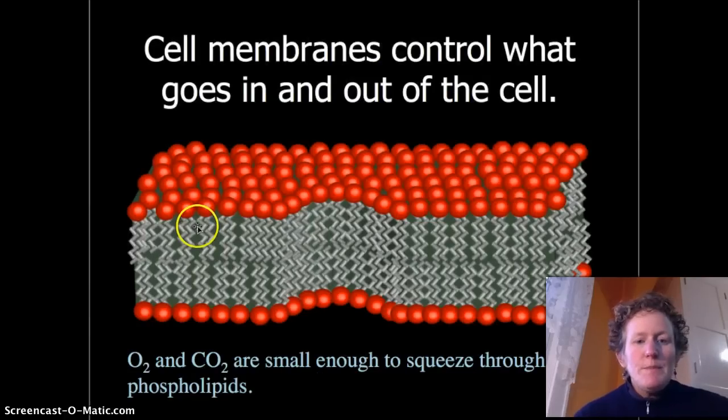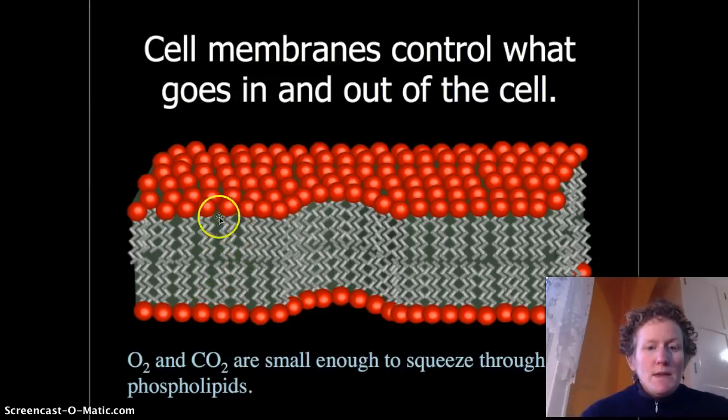The phospholipid bilayer makes up the majority of the cell membrane. It's all those phospholipids we learned about. This is a phospholipid, and there's two layers of them, hence the bilayer. The small molecules like O2 and CO2 can squeeze between the phospholipids and diffuse through the cell membrane.